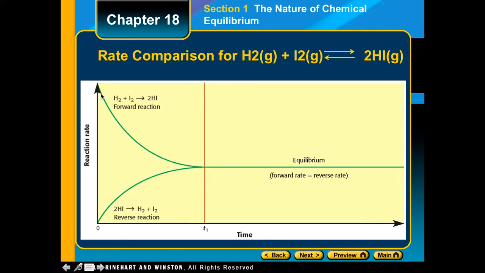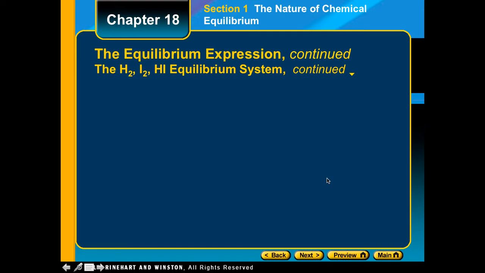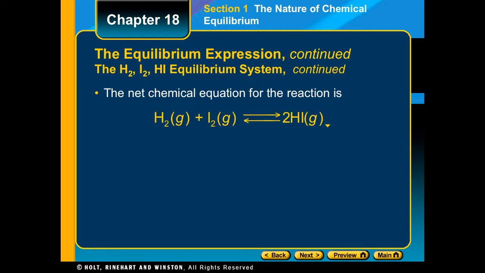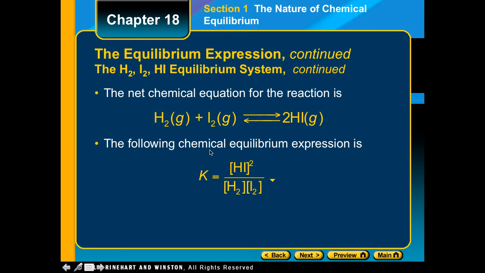The forward reaction rate decreases and the reverse reaction rate increases until the forward rate equals the reverse rate. The net chemical equation is H2 plus I2 giving 2HI. The equilibrium expression is K equals the concentration of the product of the forward reaction, HI, over the concentration of the reactants of the forward reaction, H2 and I2. Each is raised to the power of its coefficient, which is 2 for HI, and here power 1, here power 1.